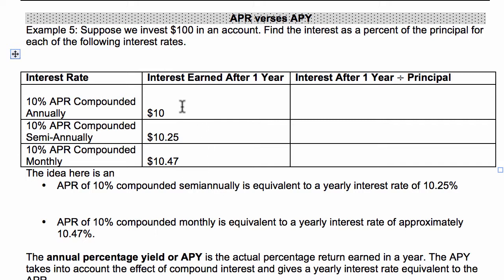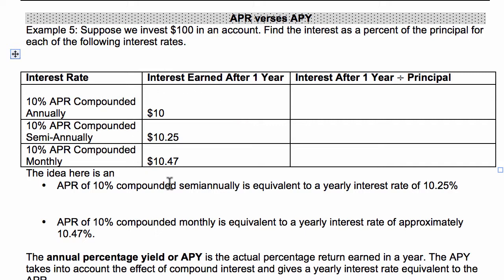So, according to the table, if the APR is 10% compounded annually, our $100 will earn $10 interest after 1 year. If the APR is 10% compounded semi-annually, our $100 will earn $10.25 after 1 year. And finally, if our APR is 10% compounded monthly, our $100 will earn $10.47 after 1 year.